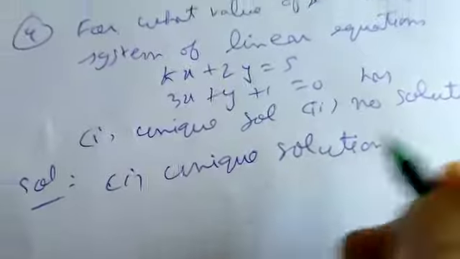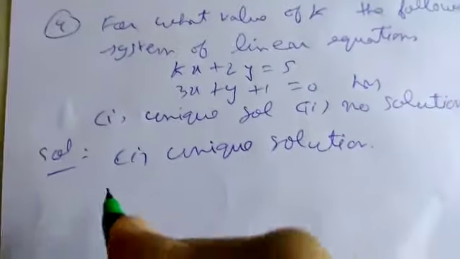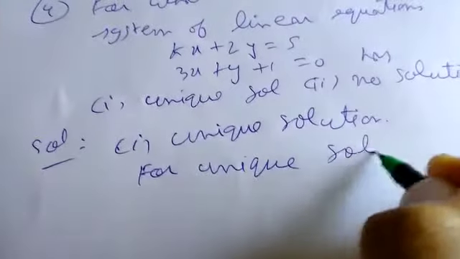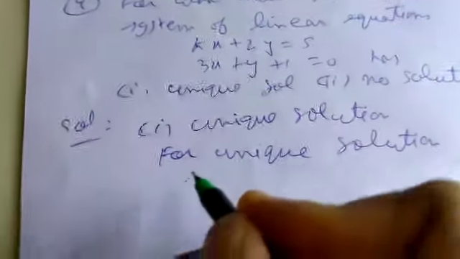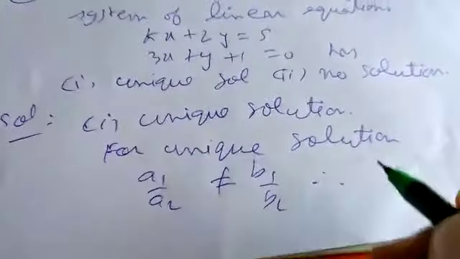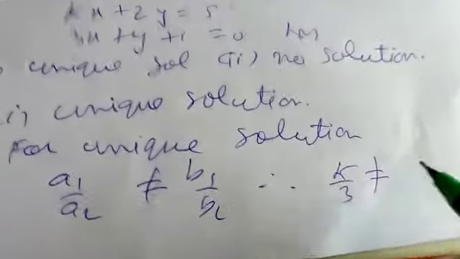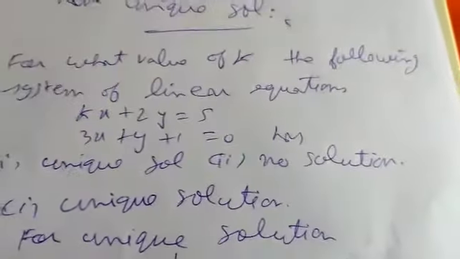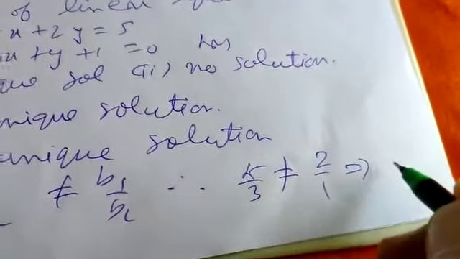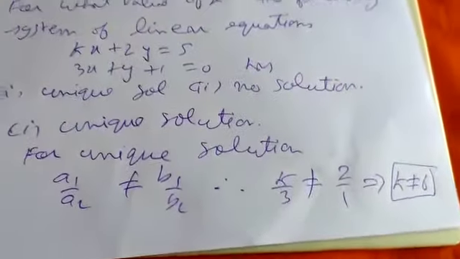Students, now we have the fourth question. For what value of k does the following system of linear equations, kx plus 2y equal to 5 and 3x plus 2y plus 1 equal to 0, have a unique solution, and second, no solution? So let us try first for unique solution. For a unique solution, a1 by a2 is not equal to b1 by b2.